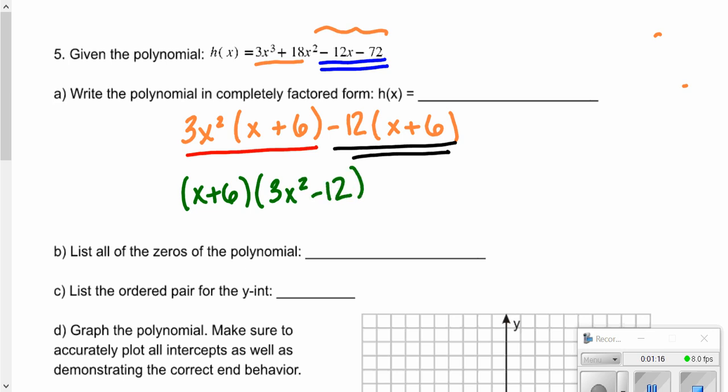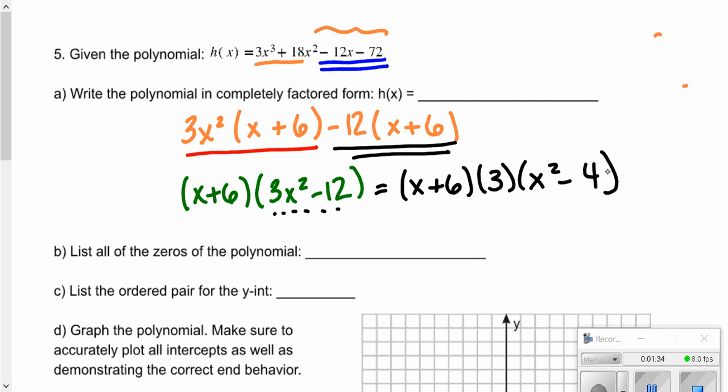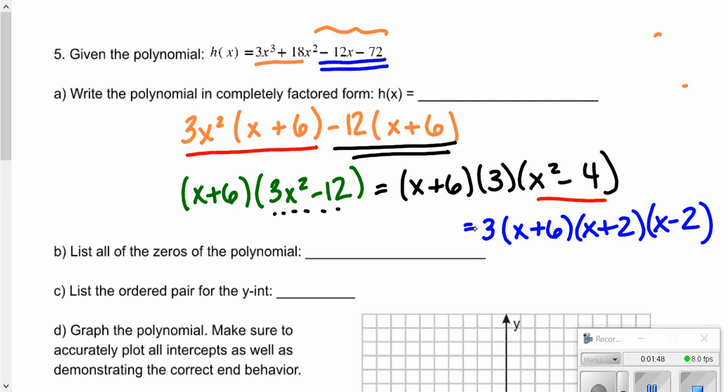At this point, I just suddenly realized I should have taken out a GCF at the beginning, because right here, I have a factor that has a 3. So that 3 must have been around up here as well. Well, it's not too late, fortunately. You can still take out a common factor when you notice it, like I just did. And then this little guy over here is a difference of 2 squares. So I have 3, I have x plus 6, I have x plus 2, and I have x minus 2. So that's my final factored form.